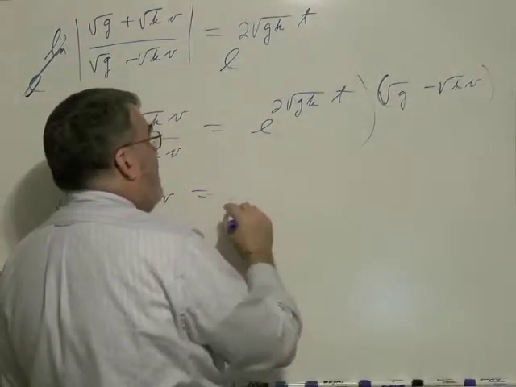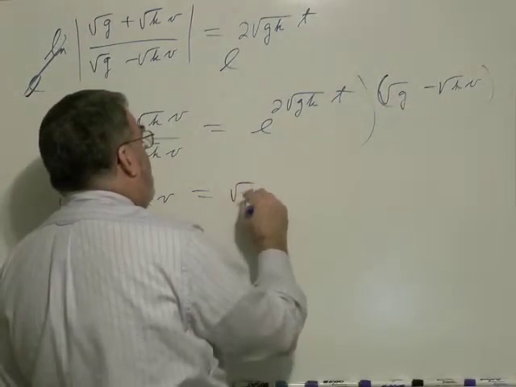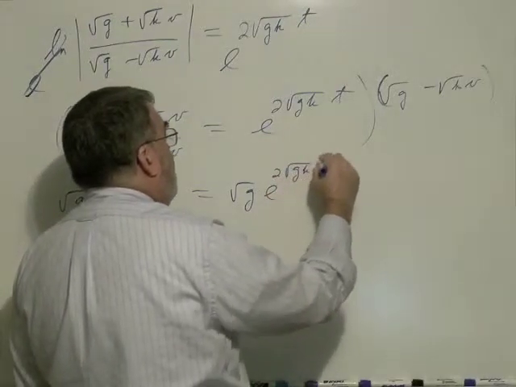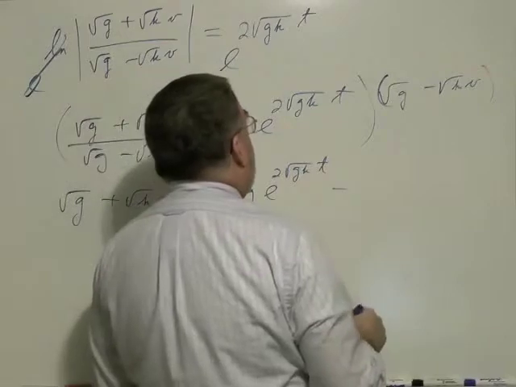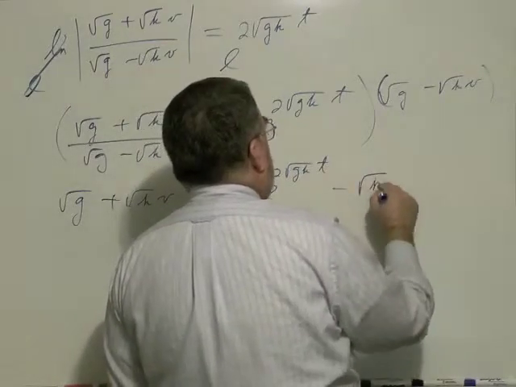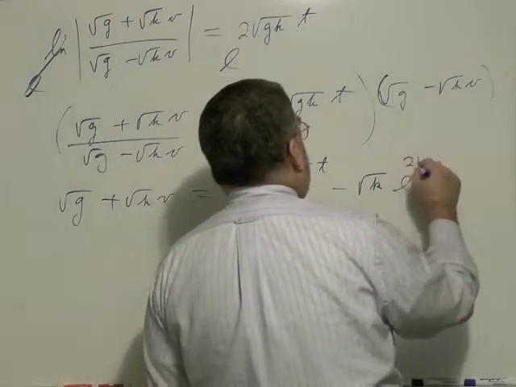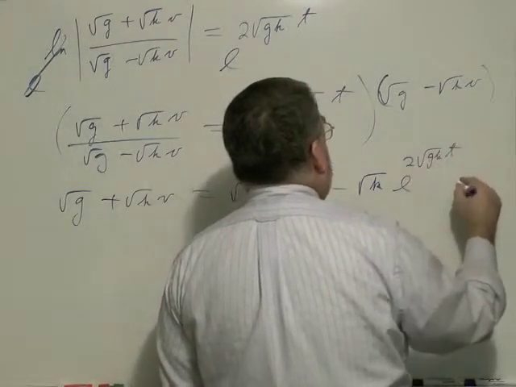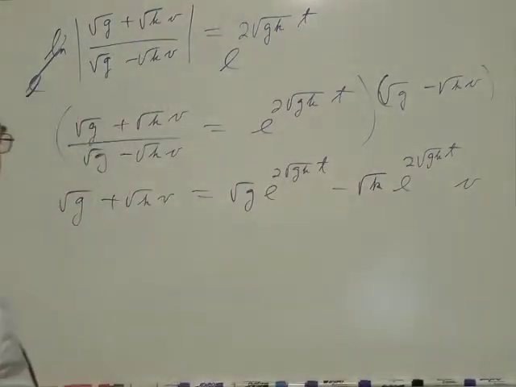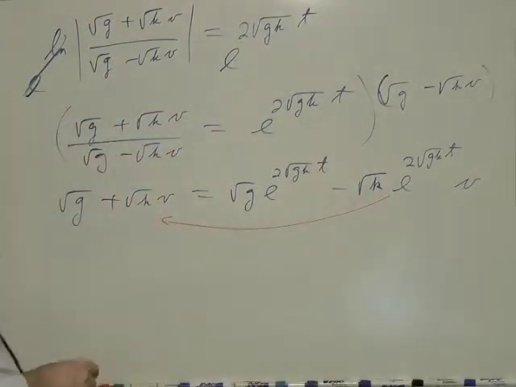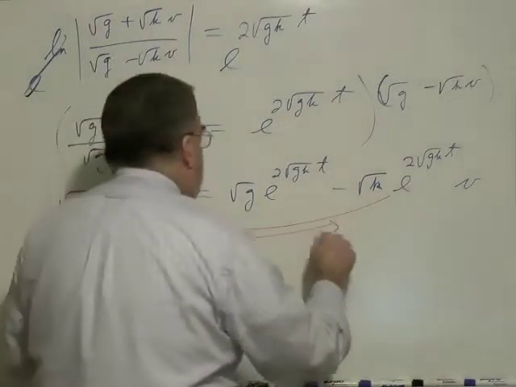This times this number here. So I have the square root of g e to the 2 square roots of gk times t minus square root of k times e to the 2 square roots of gk t times v. And that's a bit messy, isn't it? Now, we're trying to solve for v, so I need to get the v terms on one side. That means I'm going to add this to get it over to the left, and I'll subtract this to get it to the right.